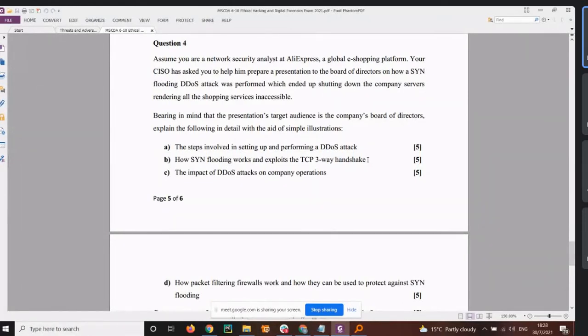I can guarantee you that in the examination you'll find one or two questions where the target audience is specified. And when the target audience is specified, there's a certain part of the marks awarded for the way you structure the explanation. That's why one of the key words used was simple illustrations. We wouldn't expect you to draw an actual network diagram with IP addresses and subnets and all that, because the target audience for this particular question is a board of directors.